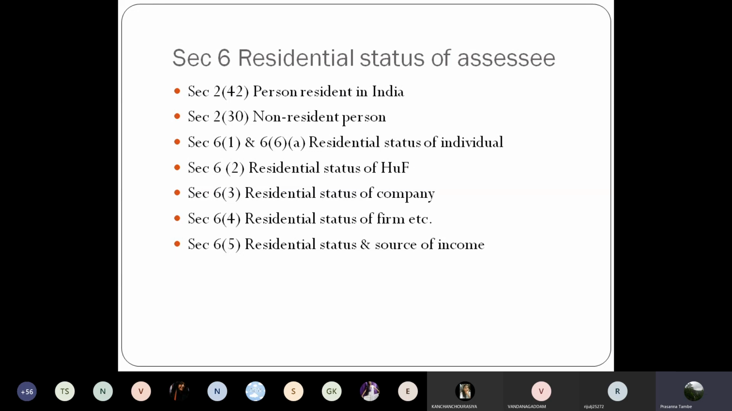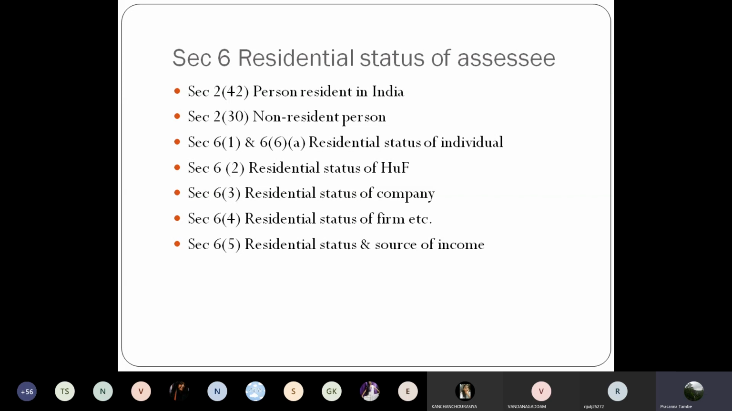So for every assessment year, you have to apply the provisions afresh and find out whether the person is resident or non-resident. It is possible that for a particular year the person is resident. It is possible for the next year that he may become a non-resident person, because these are based on fulfillment of certain conditions, and if you fulfill in one year you will be resident, if you don't fulfill in another year you may be non-resident.